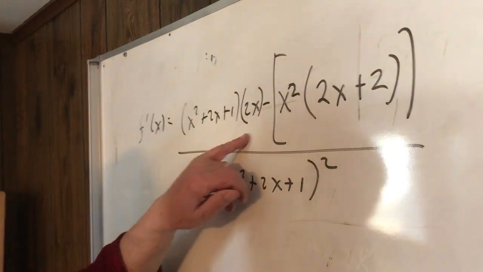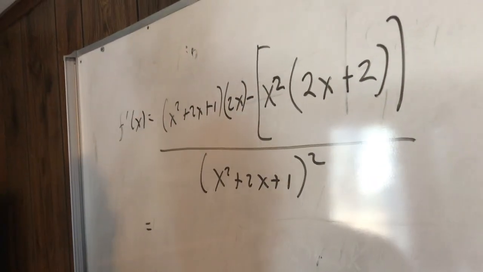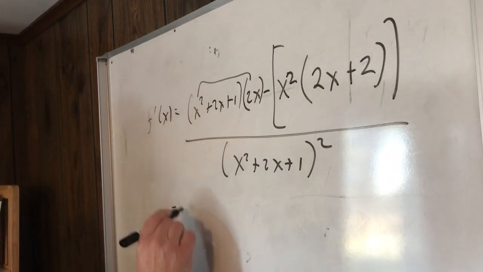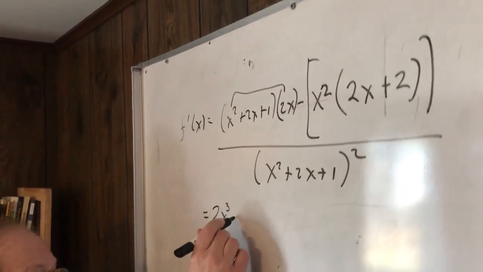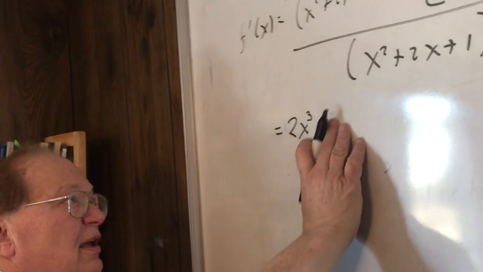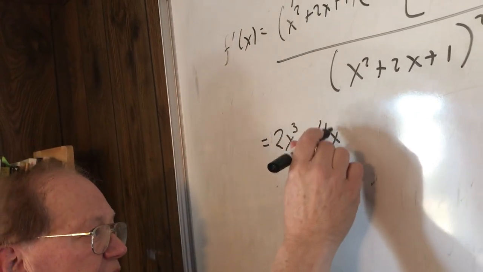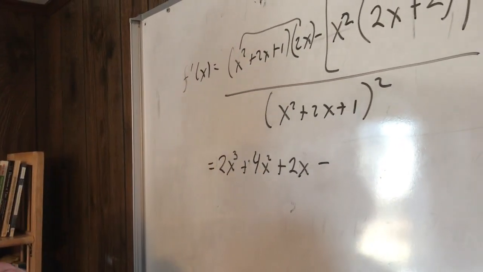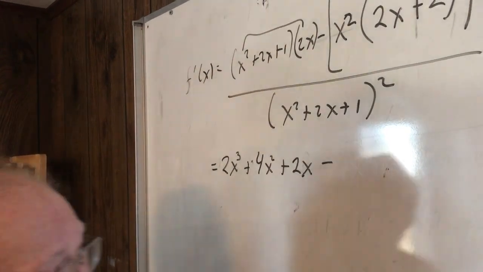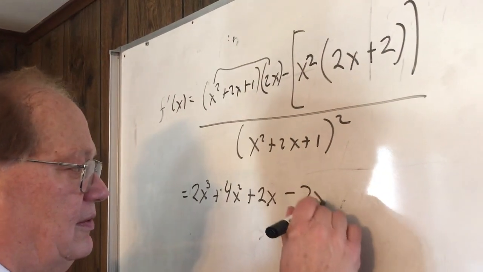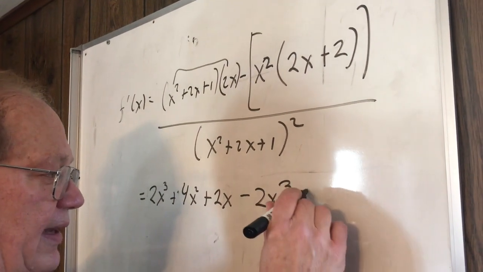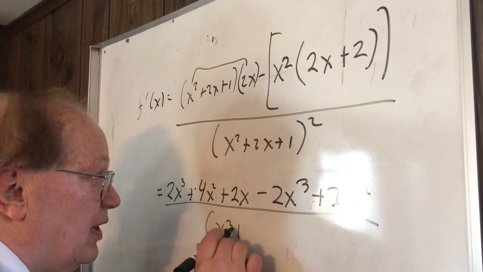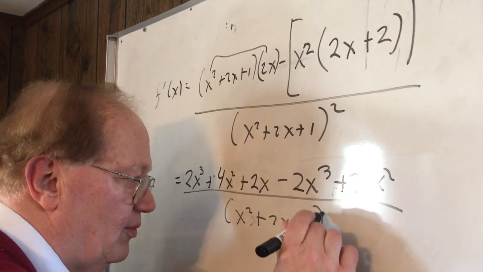So now I'm going to distribute the 2x across this. So I'm going to get 2x to the third plus 2x plus 4x squared plus 2x minus, now I'm going to distribute the x squared across this. It's going to be 2x to the third plus 2x squared, and that's going to be all over (x squared plus 2x plus 1) squared.